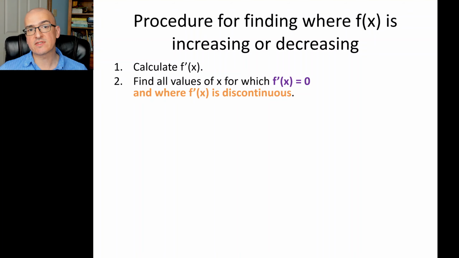The reason we're setting it to 0 is if a function switches from increasing to decreasing, for example, then the derivative is going to go from positive to negative. And what number is between positive numbers and negative numbers? 0. So we're just looking for the number that's in between positives and negatives. We're just looking for where that function's derivative equals 0. We're also looking for where that function's derivative does not exist.